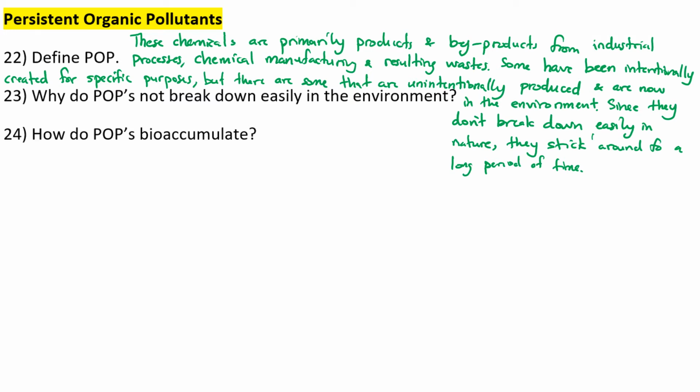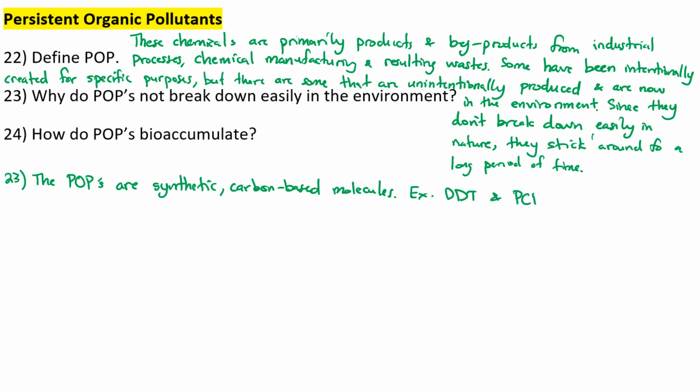23. Why do persistent organic pollutants not break down easily in the environment? So I'm going to write 23 right here, y'all. So the reason why is because the POPs are synthetic carbon-based molecules. Examples would be DDT and PCBs.